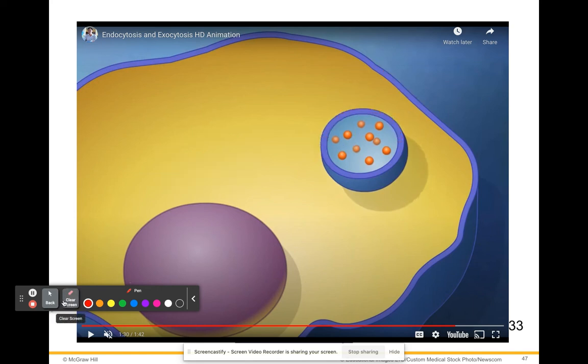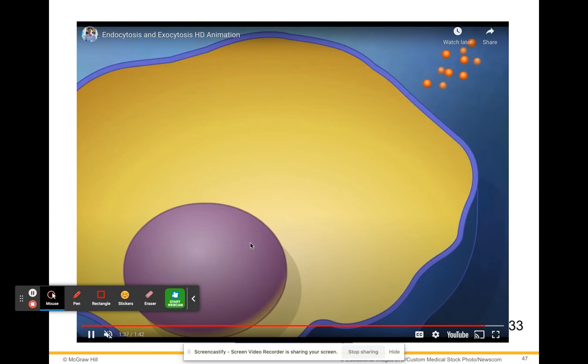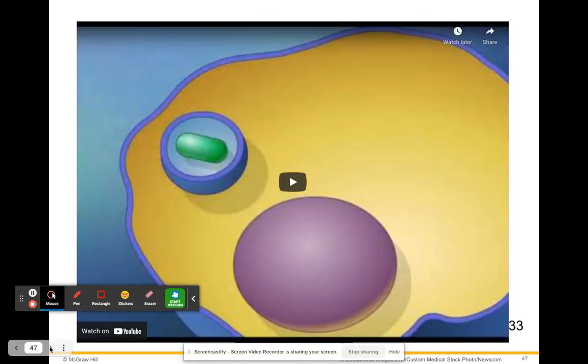So watch, let me just clear this off. Okay, so when I hit play on this, you'll see that they become one piece, and whatever was inside of that vesicle gets discarded outward into the extracellular fluid. And that's exocytosis. So that's the end of the slideshow and the lecture.